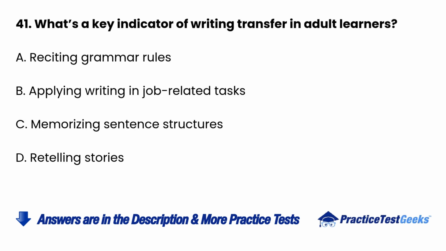41. What's a key indicator of writing transfer in adult learners? A. Reciting grammar rules. B. Applying writing in job-related tasks. C. Memorizing sentence structures. D. Retelling stories.